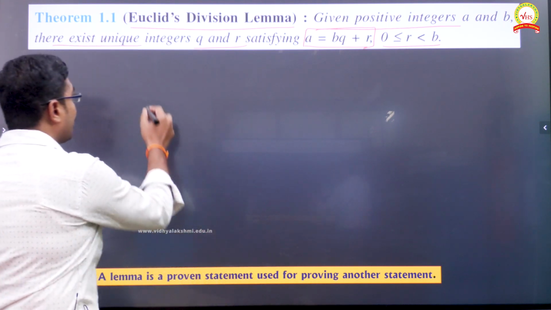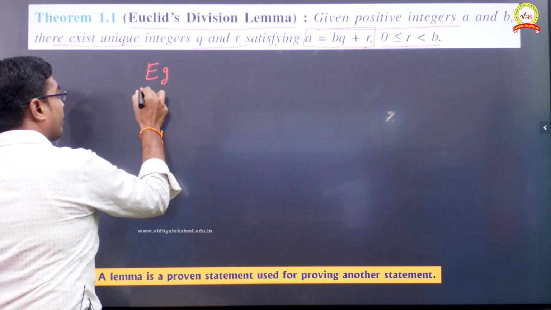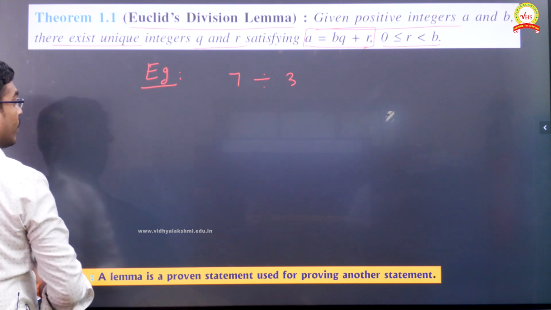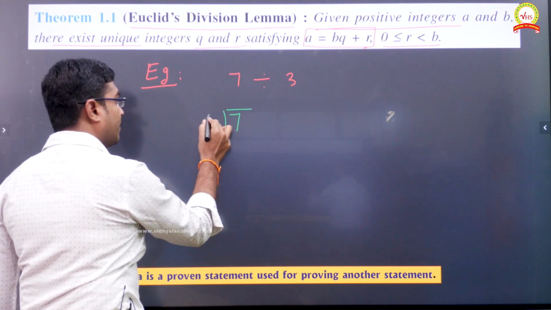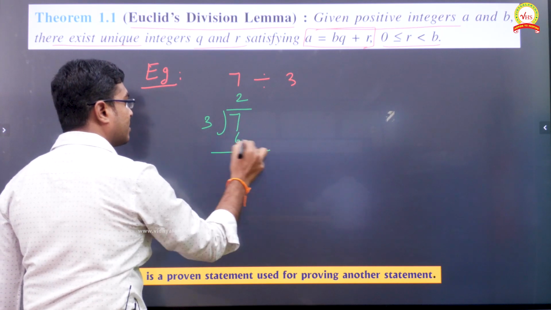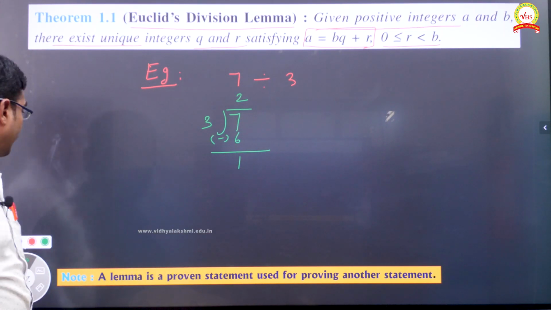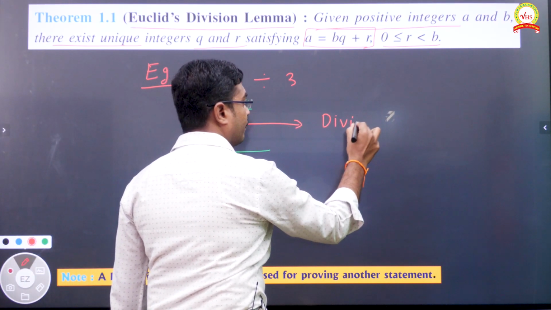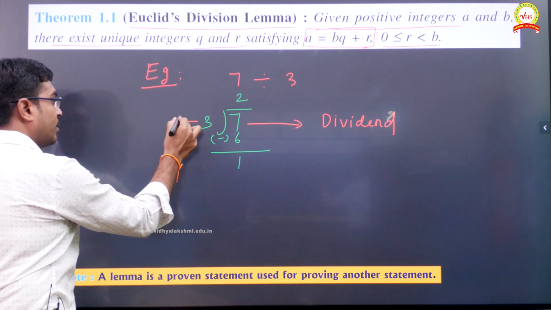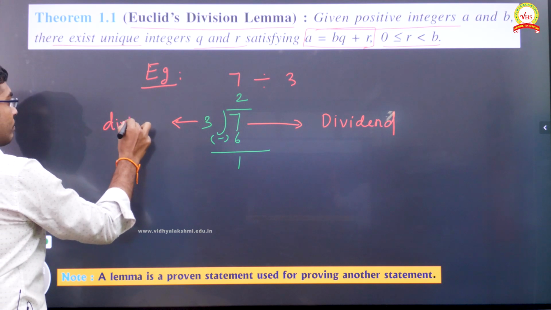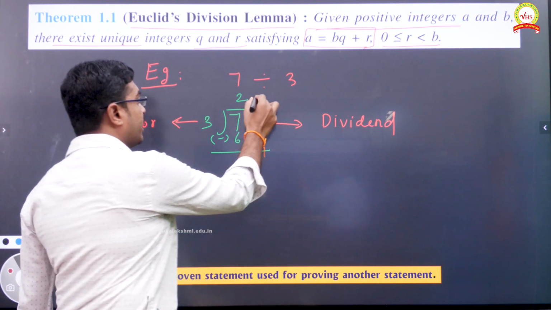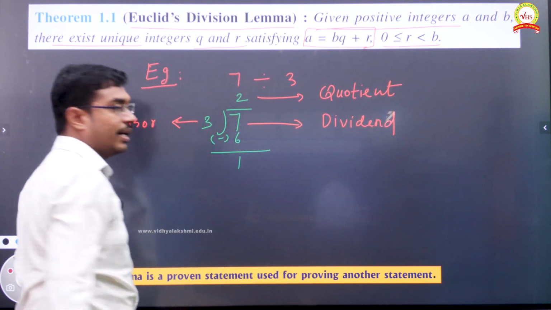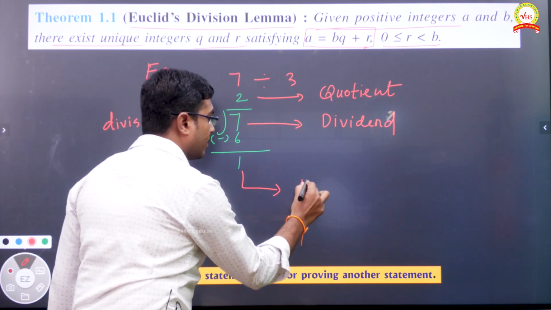Dear students, I am going to give one example. 7 divided by 3. Okay, I am going to divide 7 by 3. So, 2 3s are 6, subtract it, remainder is 1. Here 7 is called the dividend. This 3 denotes the divisor. And 2 is the quotient. And the final one is the remainder.